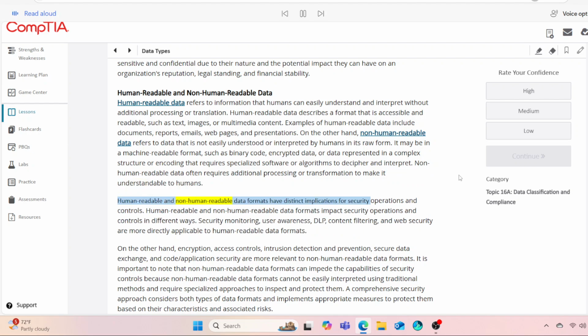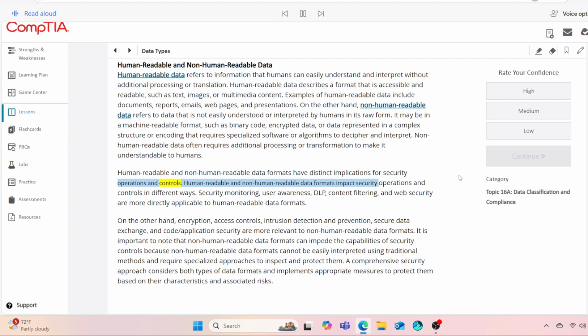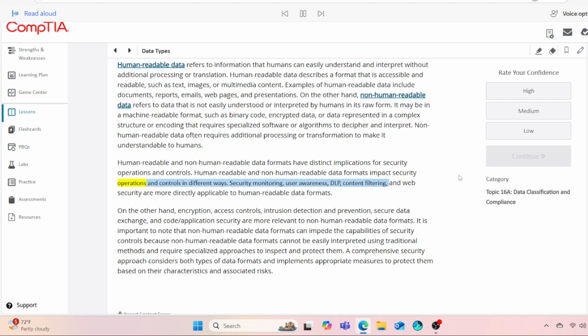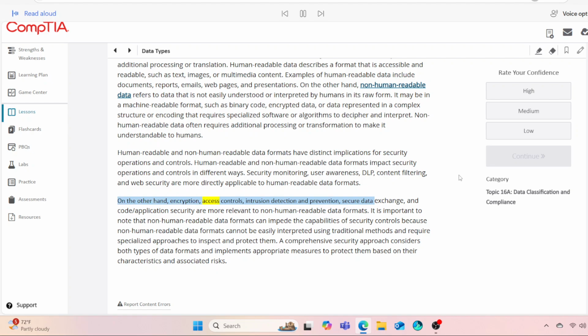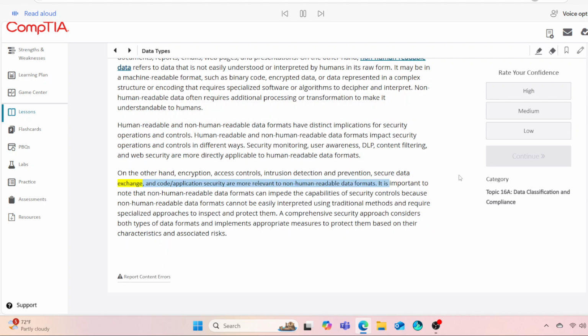Human-readable and non-human-readable data formats have distinct implications for security operations and controls. They impact security operations and controls in different ways. Security monitoring, user awareness, DLP, content filtering, and web security are more directly applicable to human-readable data formats. On the other hand, encryption, access controls, intrusion detection and prevention, secure data exchange, and code/application security are more relevant to non-human readable data formats.